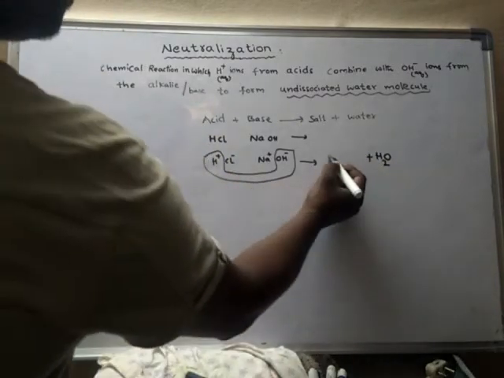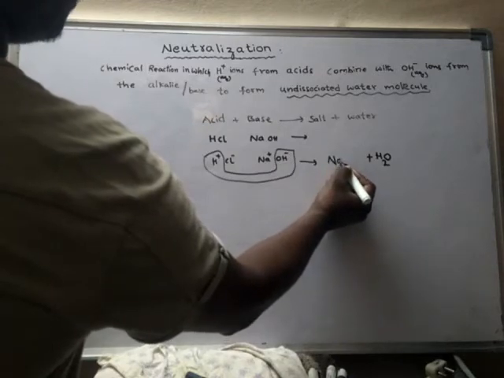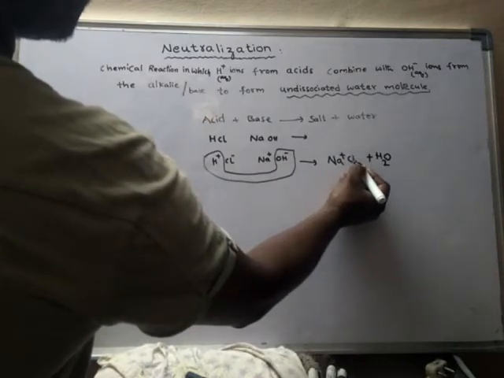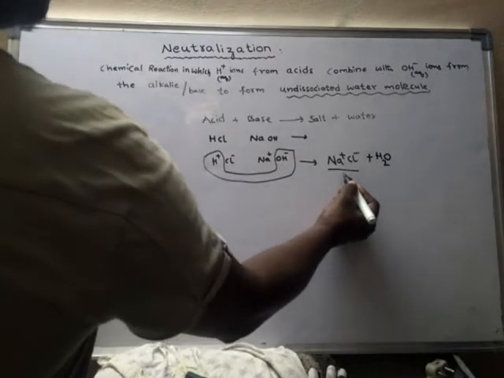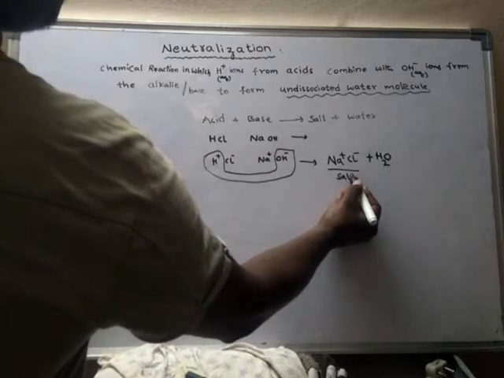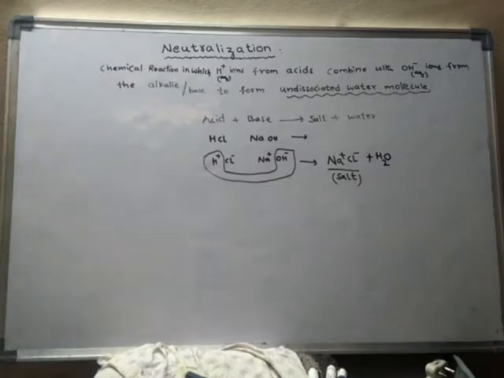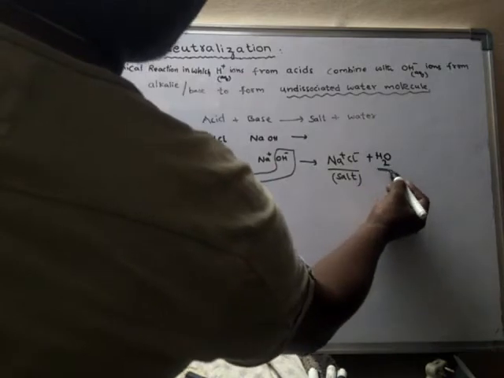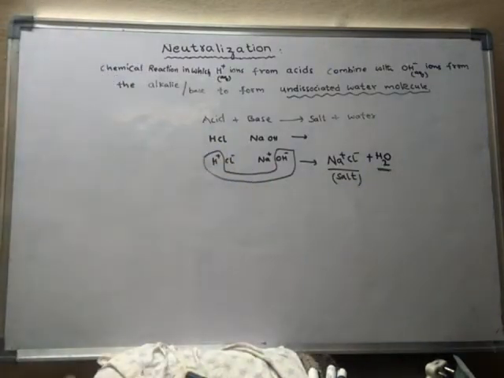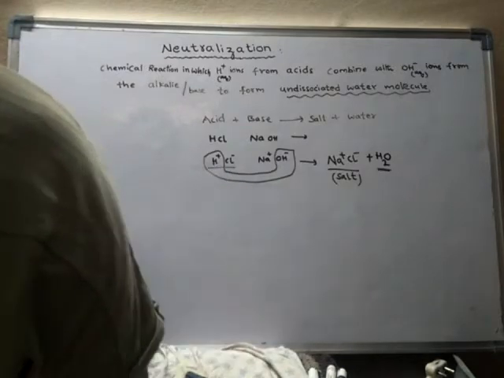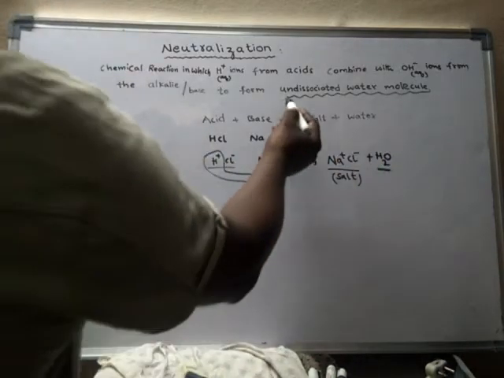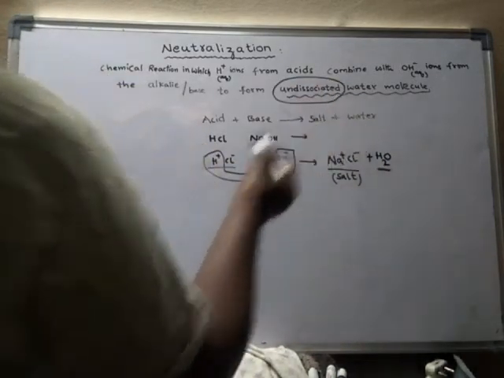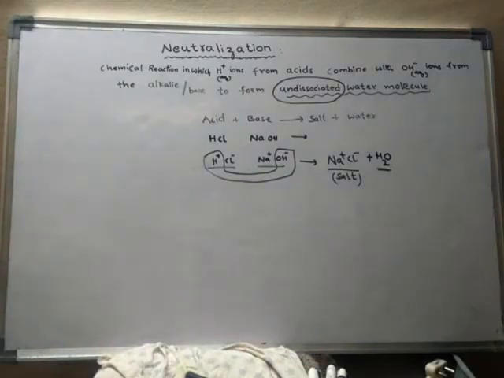And what is left over? The resultant solution contains Na plus ions and Cl minus ions. That means the resultant solution is neutral, it is a salt solution. The water which is formed is not in ionic form. Here the acid is in ionic form, the base is also in ionic form, but the water which is formed is said to be undissociated or unionized water.